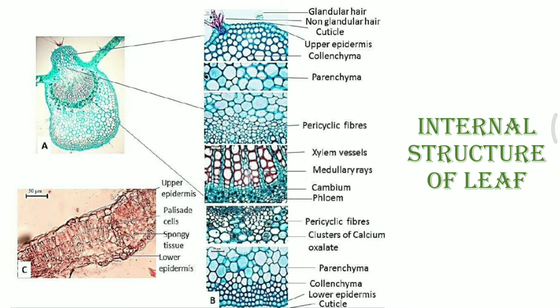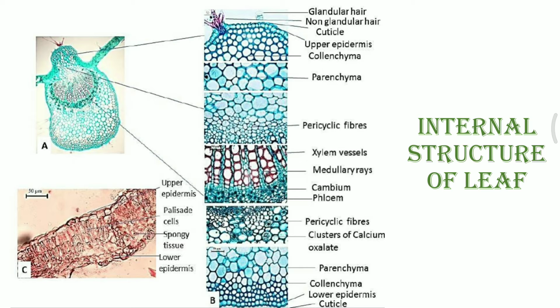You can see the presence of glandular hair at the uppermost side. This glandular hair has a gland underneath it, so there will be release of some amount of substances in the form of resins or any sticky secretion from the glandular hair portion. The non-glandular hairs are also there, so from there will be no secretion of any substances from the leaf.